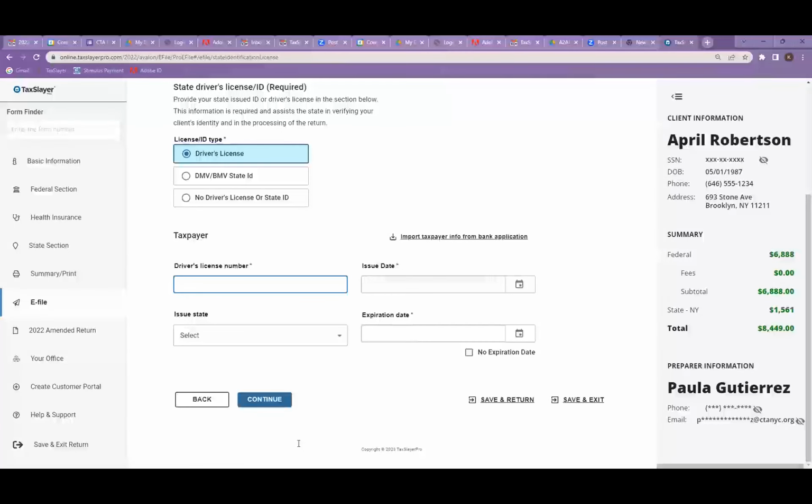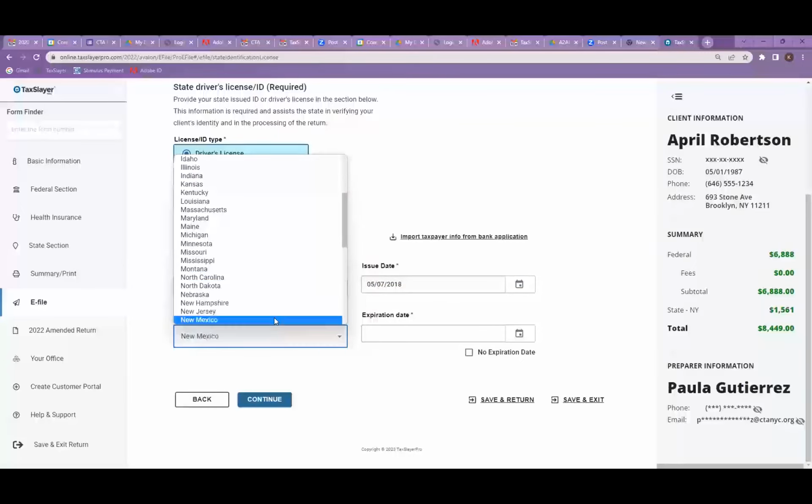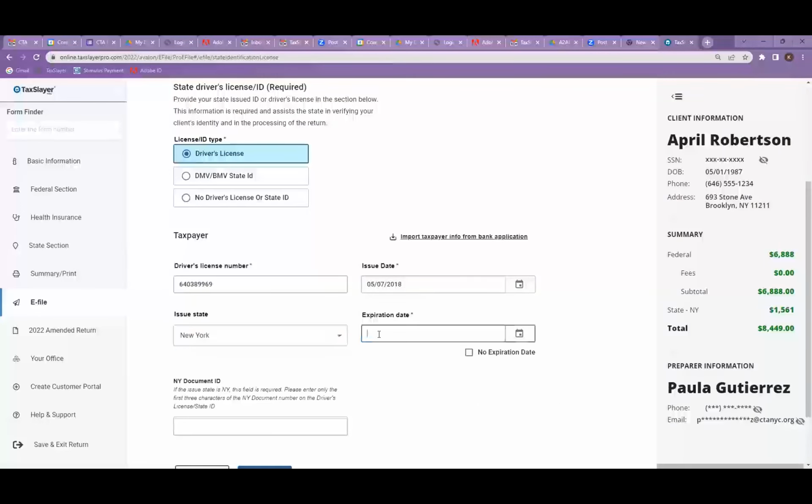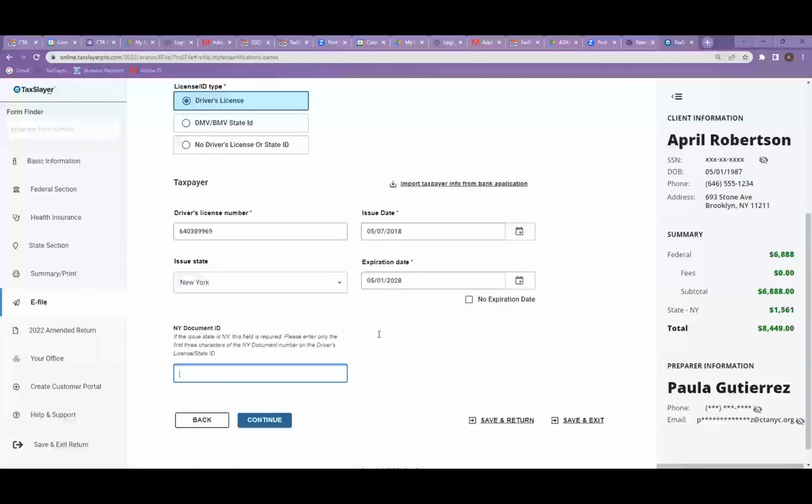Driver's license number 640-3899-69. The issue date, we'll just make up the date. I know I made up a date for the checklist. 05, 07, 2018. The state is New York. The expiration date is going to be 5/1/2028. It more or less conforms to the person's birth date, 10 years from the issue date. The driver's license code X27.